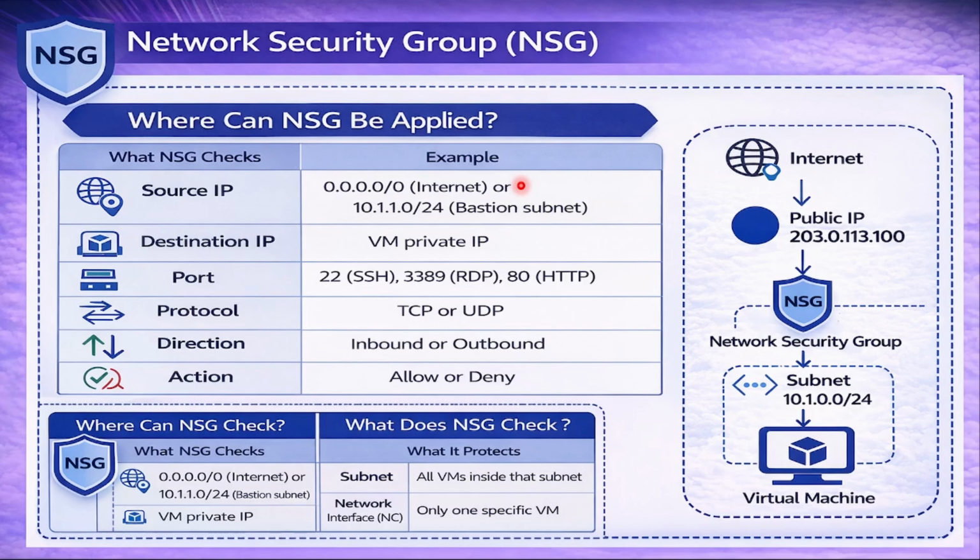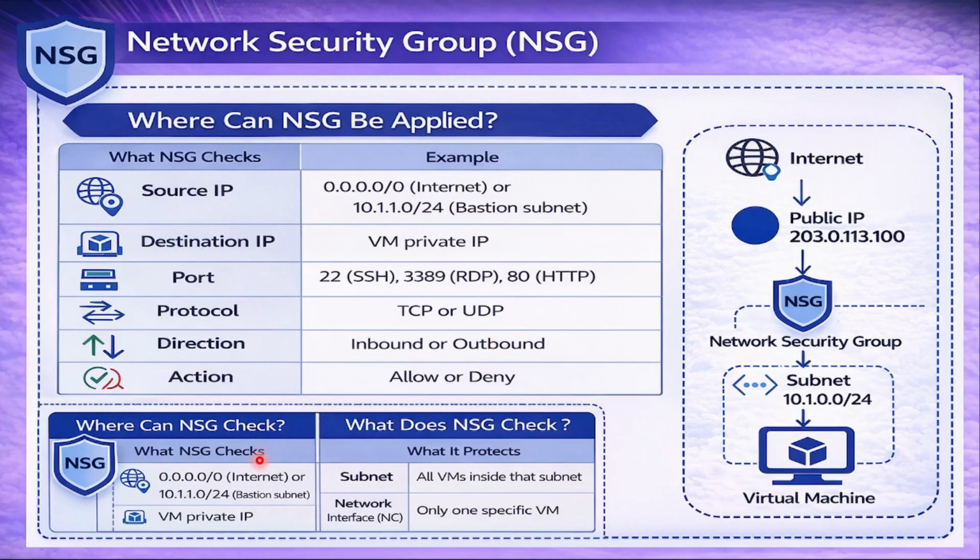When traffic arrives, the NSG checks things like the source IP, the destination, the port like SSH on port 22, the protocol, the direction of the traffic. Based on that, it either allows or denies the connection.